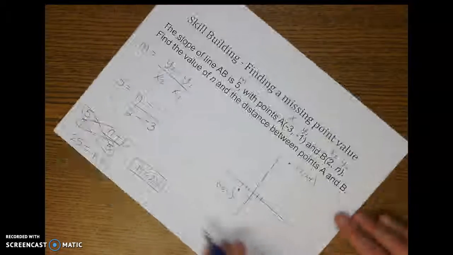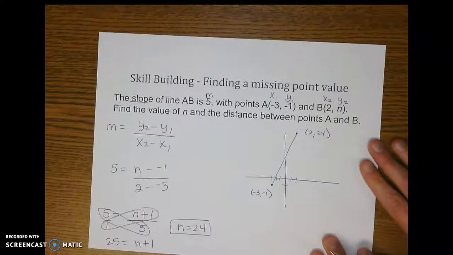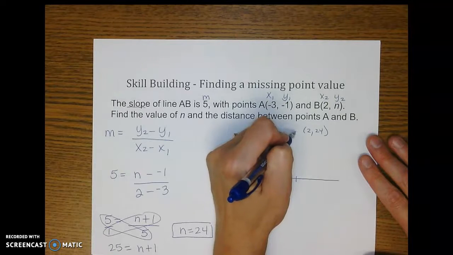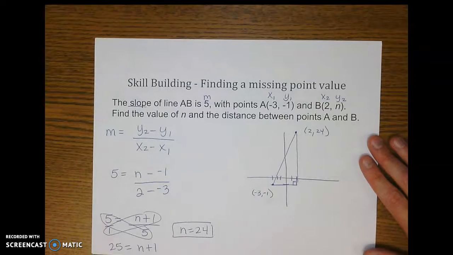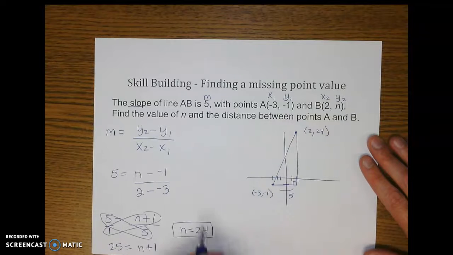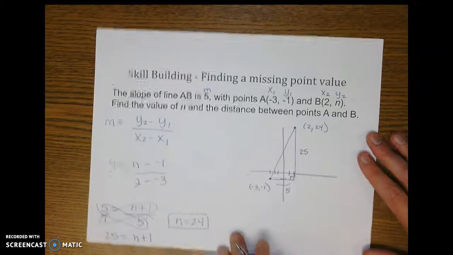We're supposed to find the distance between these two. Hopefully you will see that I'm going to need to use the Pythagorean theorem here. So if I make a right triangle out here, now we need to figure out the lengths of these two sides. So here I am 3 to the left, and then also 2 more that way. So this side over here is 5. Over here I'm 24 up and 1 down, so this side is 25.